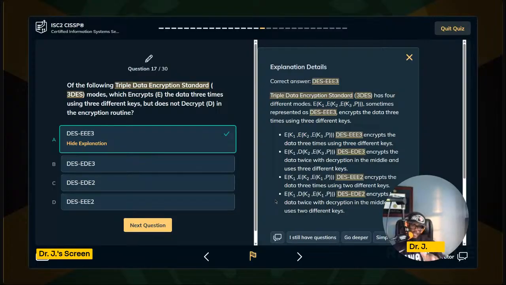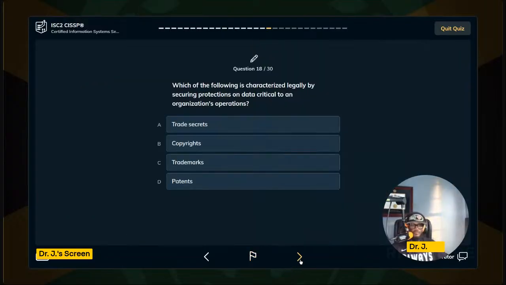But then, if you introduce decryption, it encrypts the data twice with decryption in the middle and uses two different keys. So there's only two E's for encryption, and one D for decryption. So decryption is in the middle between the two, and then the number two represents the two different keys. So yeah, it's really not that bad once you learn that naming convention.